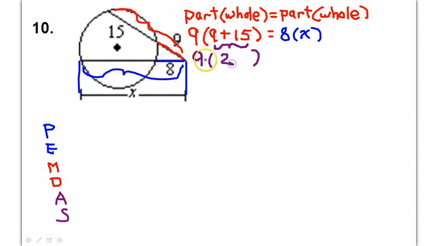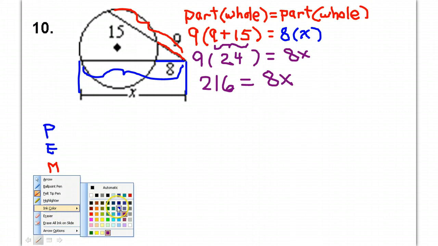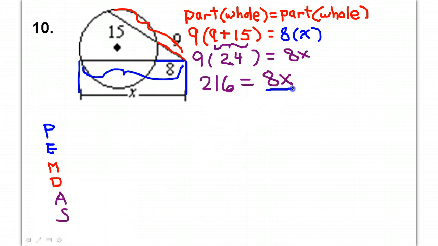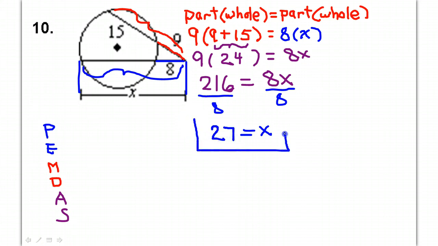So we're going to have 9 times 24 equals 8x. Nine times 24 is 216. So 216 equals 8x. What do you think I'm going to do now? Sure, let's divide both sides by 8. So that's why x equals 27. And that is the answer.